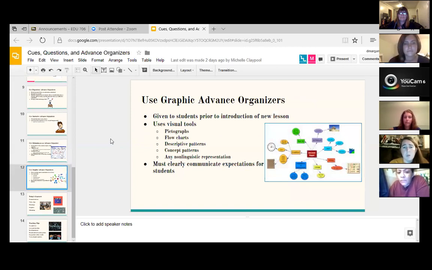Okay, so the last one is the graphic advanced organizers. This one is given to the students prior to the introduction of a new lesson, but it's visually appealing for them. So it's anything with pictures or concepts. And you have to clearly communicate the expectations for the students so they know what they're working towards. So you can use many different types of tools, but in the end, they have to know what they're working towards.